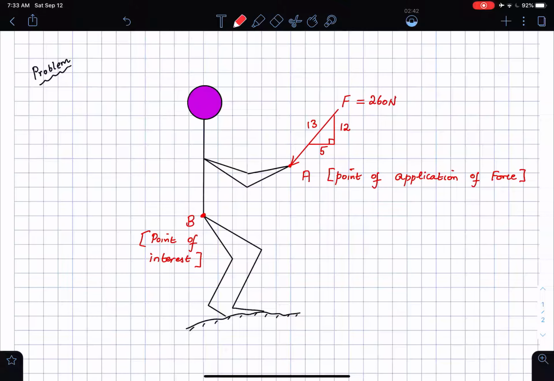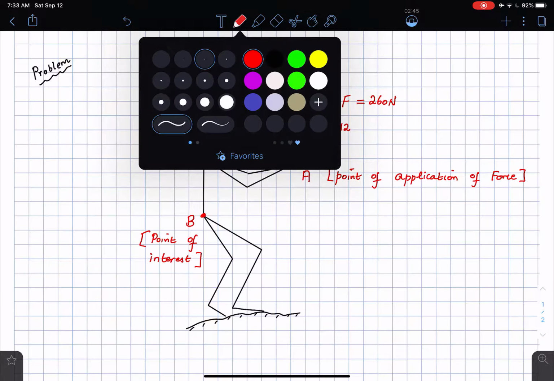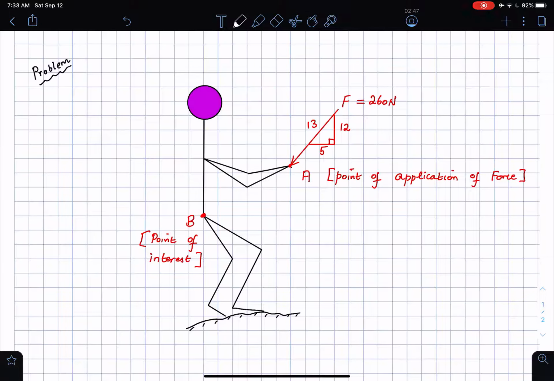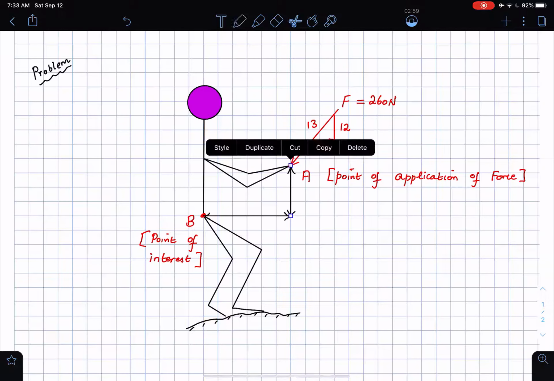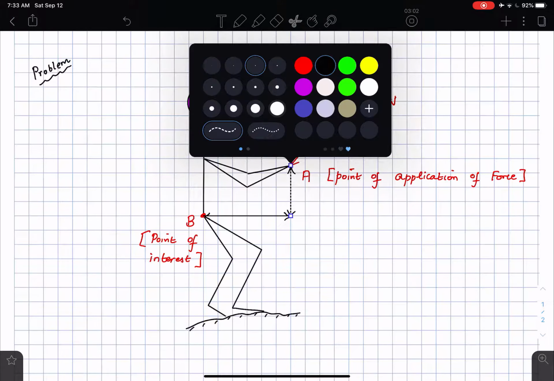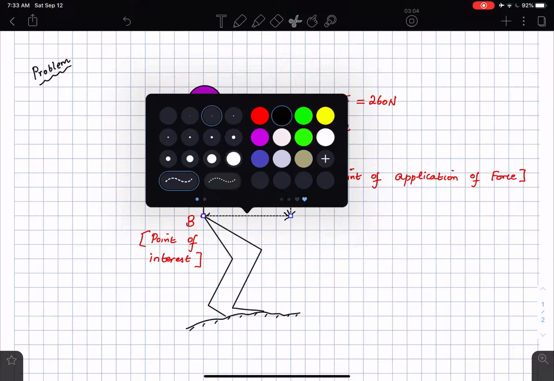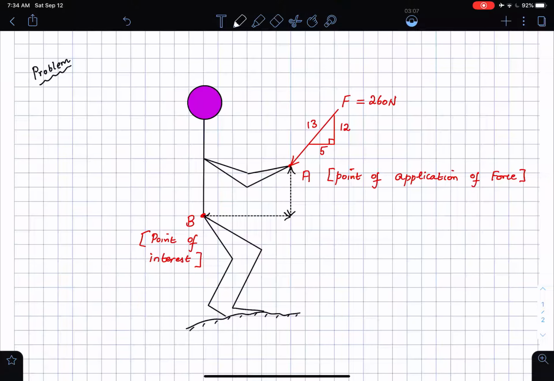Okay, and I'm given some distances here. Okay, from point B to point A, which I'm going to mark in a minute. Okay, so starting from here all the way to the point B, vertical and horizontal distances are given to me. Okay, so this is the vertical distance and this is the horizontal distance. I'm going to mark them as dotted lines, as you know by now. Okay, and these distances are 0.25 meters and 0.3 meters respectively.